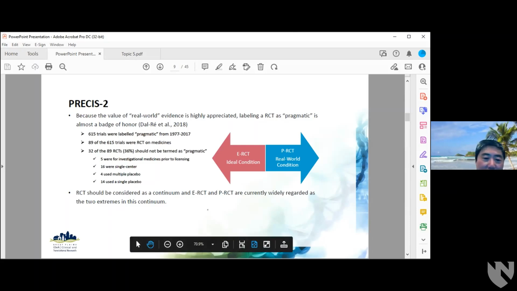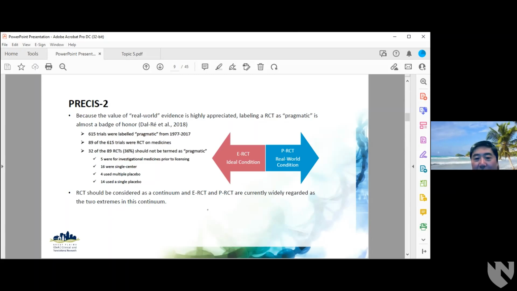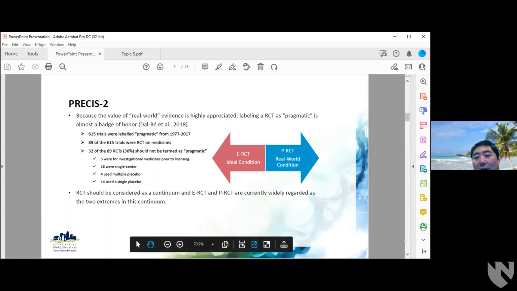Generally speaking, the RCT is a whole spectrum. On the far left is the explanatory RCT, and the far right is a completely pragmatic one. So these are two extremes in the continuum.